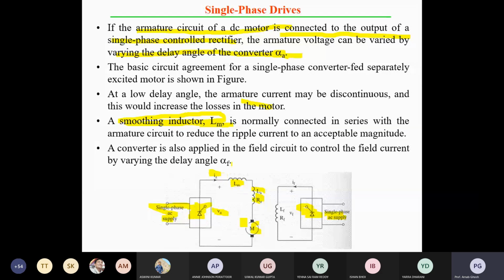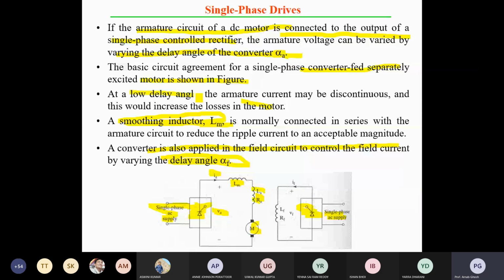Okay, so the converter is also applied to the field, for control of the field current by varying the delay angle, the delay angle alpha F. So alpha F for your field and alpha A for your armature. So the basic circuit element, single phase converter for a separately excited motor, is shown in the figure. At low delay angle the armature current may be discontinuous. The delay angle or the firing angle, both are same.